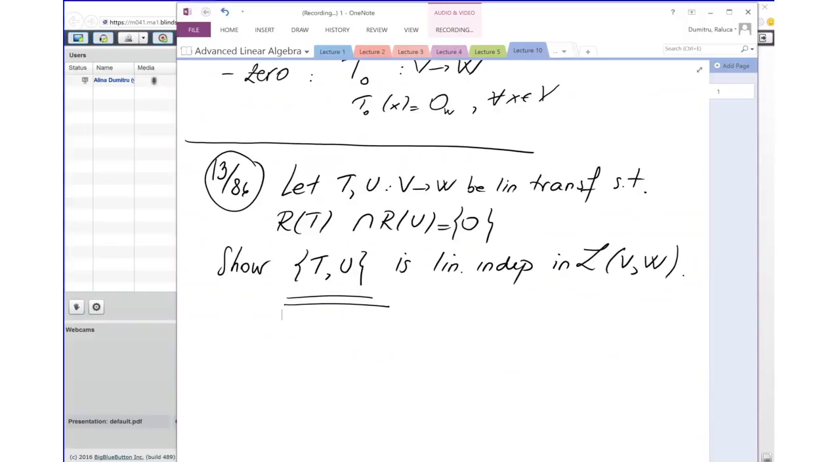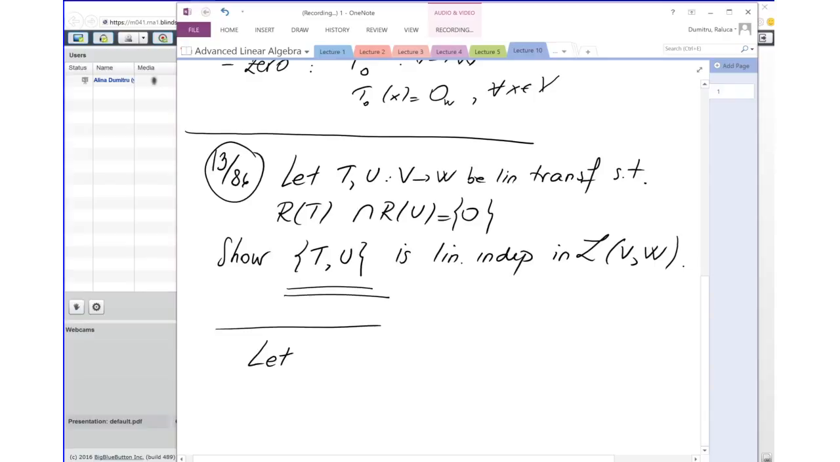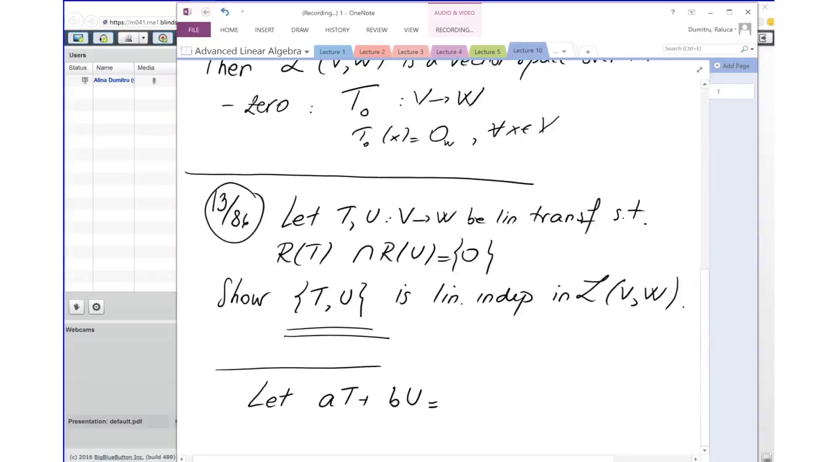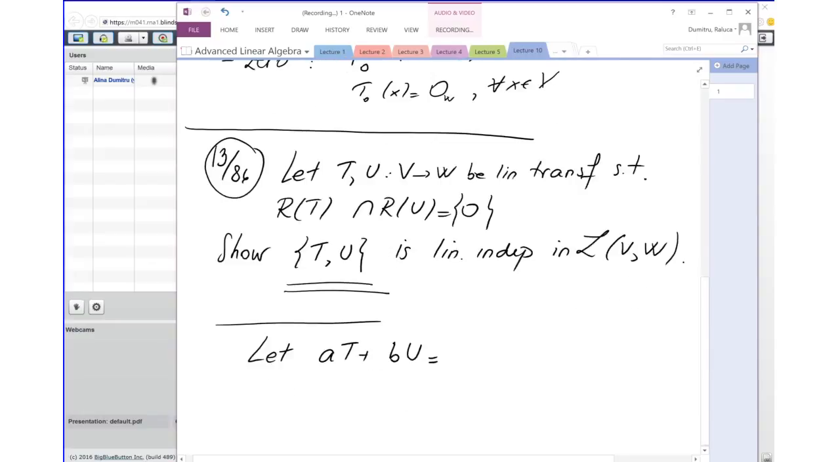So I would go exactly in the same way about this, right? How do you show that something is linearly independent? You start, as you did on the test, with a linear combination equal to 0. So let A times T plus B times U equal to 0, but who's the 0? It's not just a 0, right? It is what we called T sub 0, because it's a 0 of the set of transformations. So the transformation T sub 0. We want to show that A and B must be the 0 scalars.